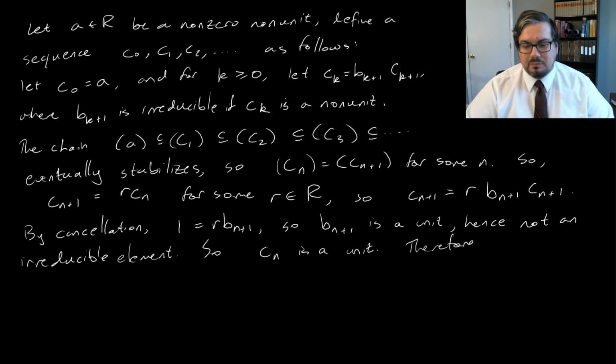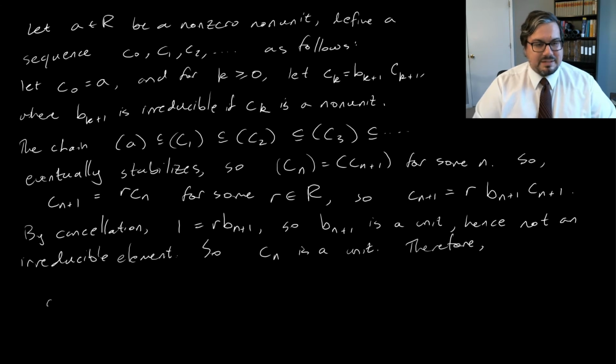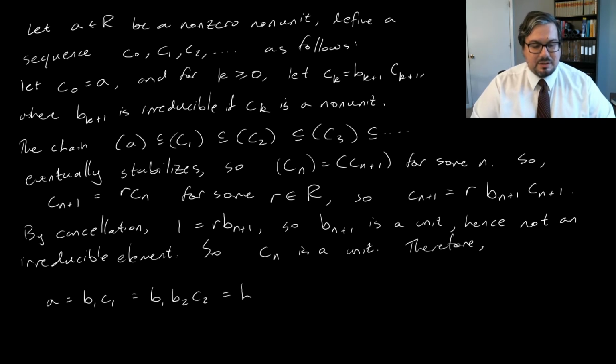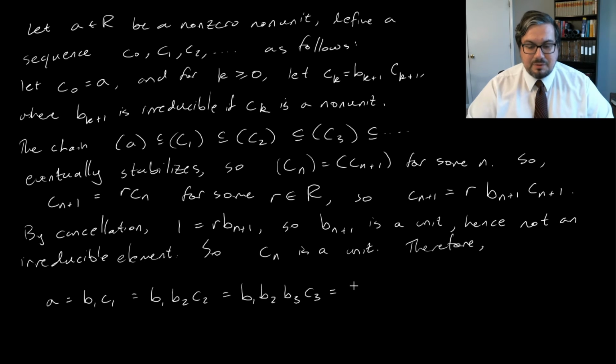Therefore, what we have is that A is equal to, well, I'll do the first couple of steps of this. It's equal to B1 times C1, which is equal to B1 times, now C1 was equal to B2 times C2. C2 is equal to B3 times C3. And so following this out, we get that A is equal to B1, B2 up through Bn, Cn.